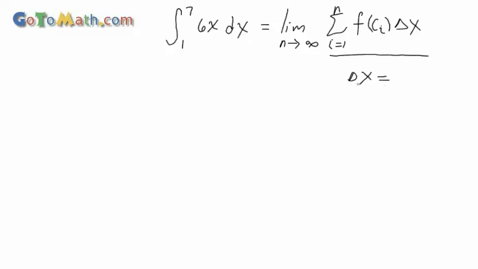So delta x is the change in x, and this would be like b, and this is a, so you'd say (b minus a) over n, but I'm going to say (7 minus 1) over n. Alright, n's the number of subintervals. So I'm just going to kind of quickly sketch this out here. We're not going to get into a whole lot of detail on this.